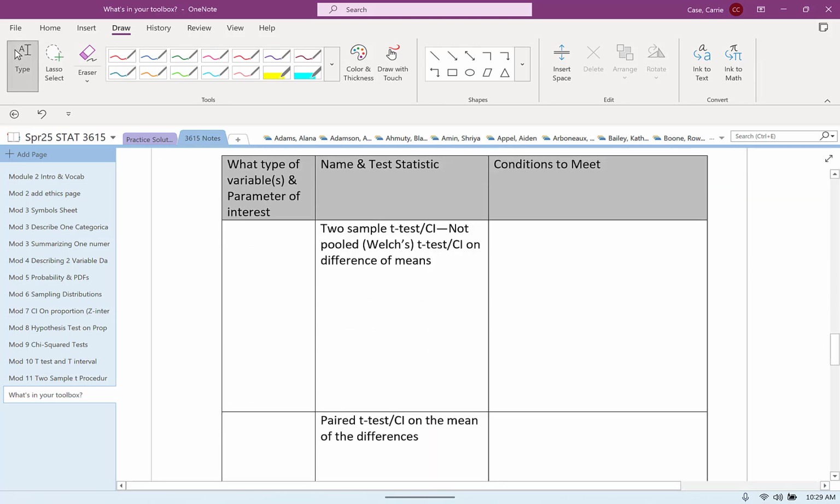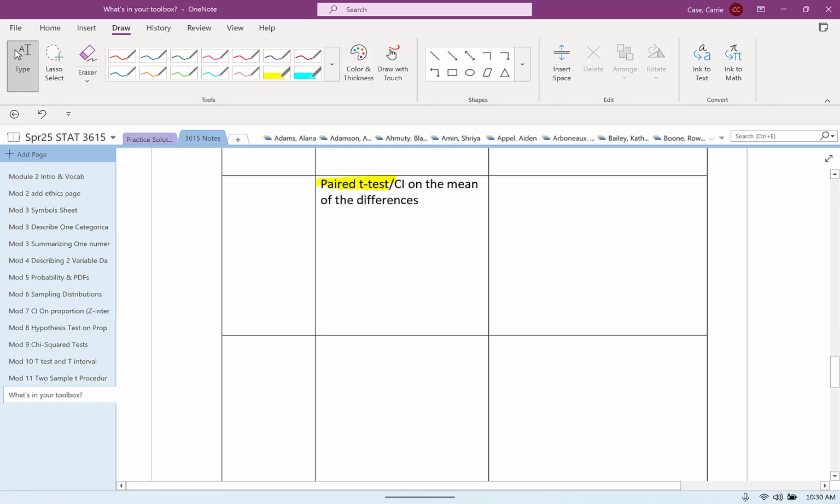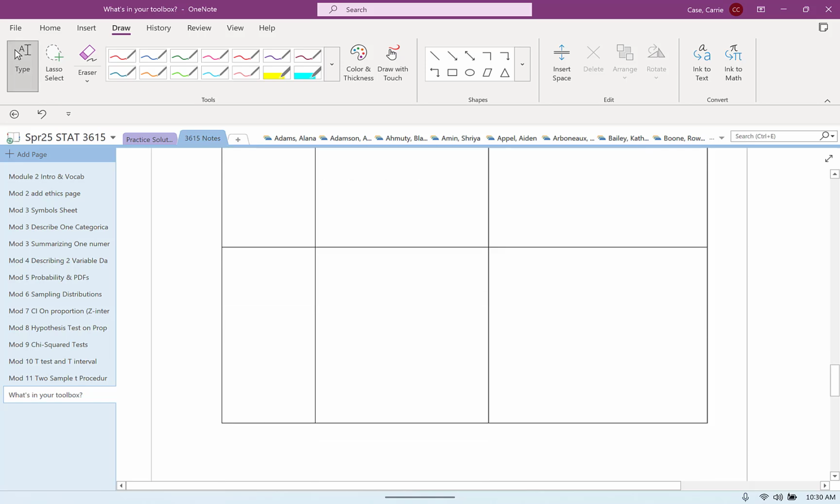We have also done the two sample t-test and confidence interval not pooled. I'm going to let you guys fill this one in. This is also called the Welch's test. And then we did the paired t-test and confidence interval. You guys are going to fill these in. And then I want you to notice that there are blank boxes.